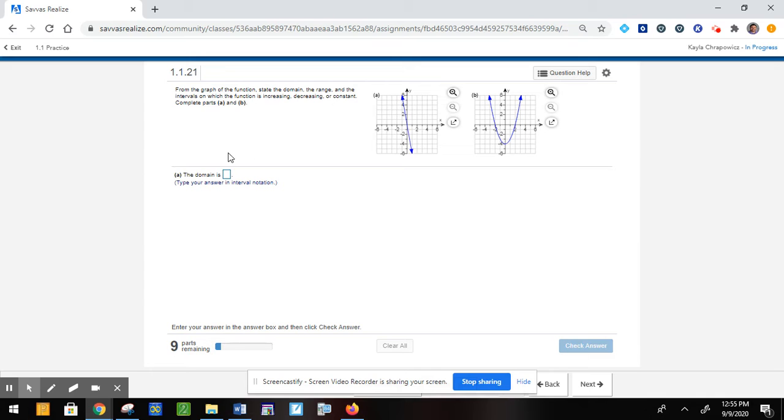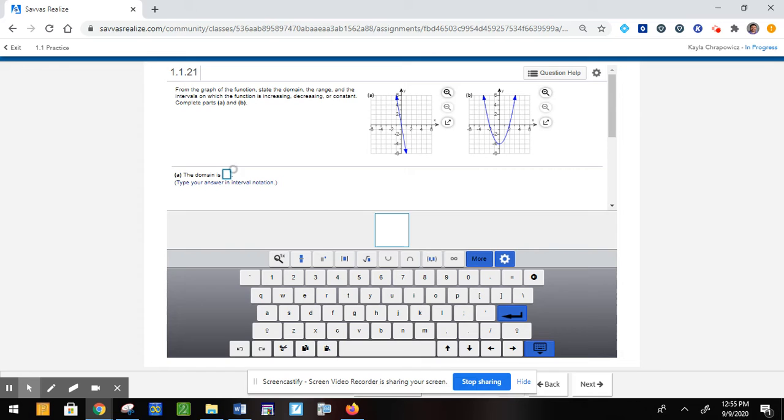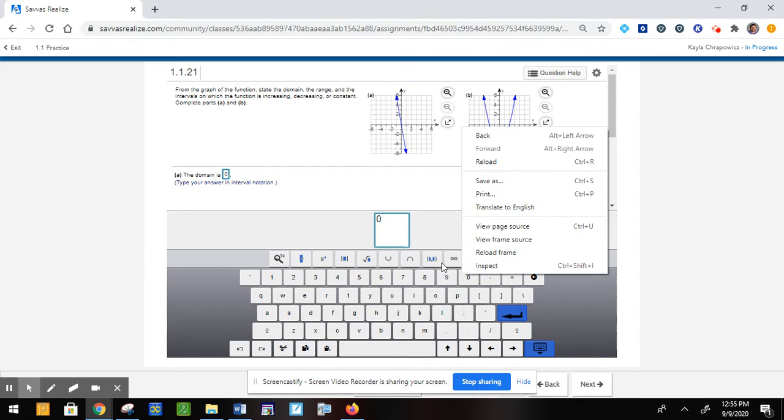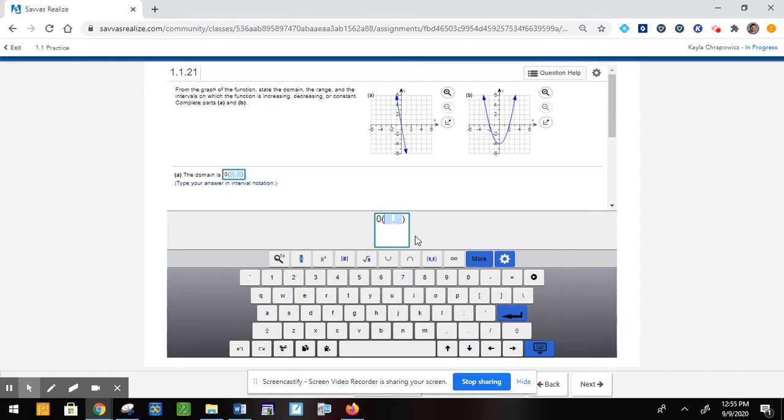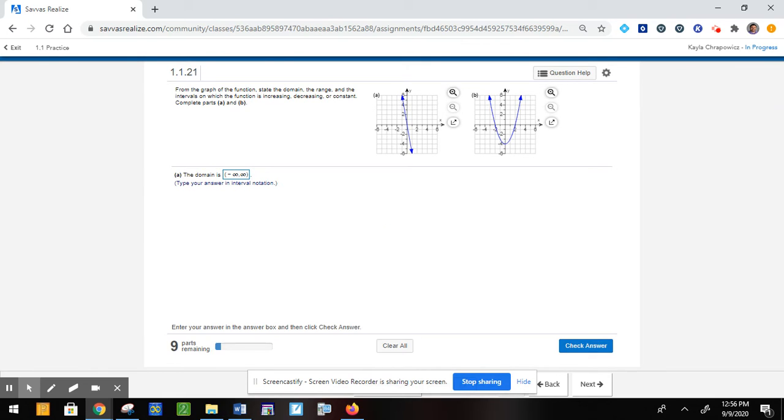Why did that disappear? Weird. Let's type that in real quick again. Let's try that again.